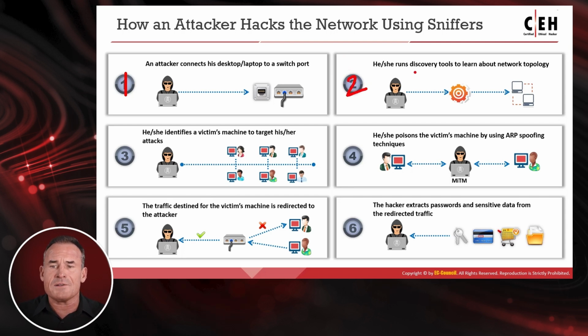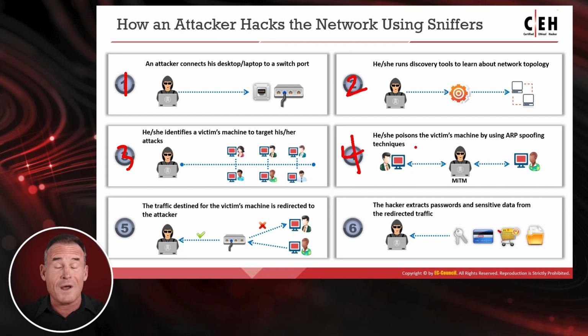Number two, run discovery tools to learn about the network topology, like scanners, exactly. Identify live hosts, identify interesting systems. Number three, identify the victim's machine to target his or her attacks. Number four, poison the victim's machine by using ARP spoofing techniques.